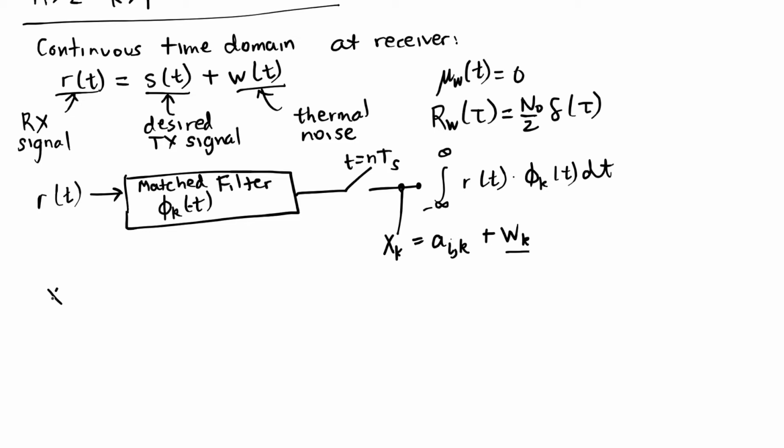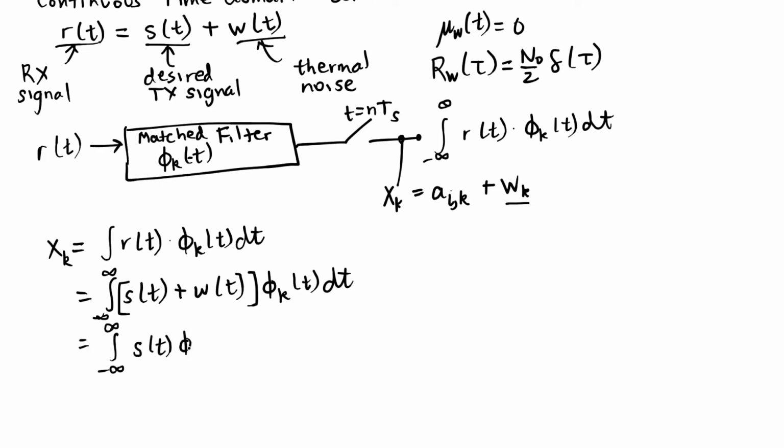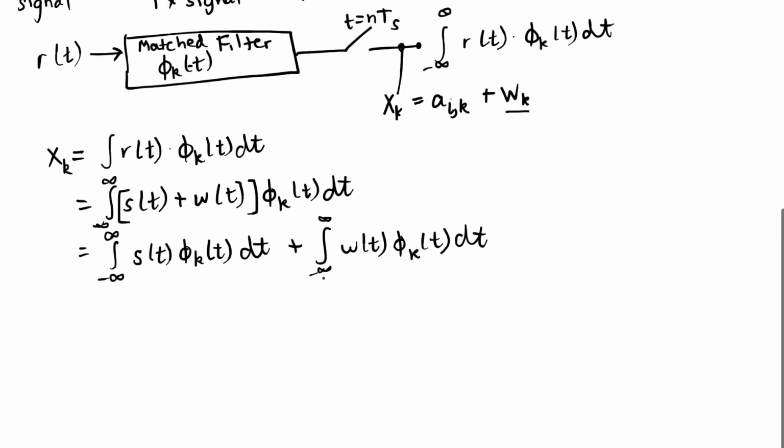Because x_k is this integral, I can plug in the model that r(t) is equal to s(t) plus w(t). And thus I'm going to have two integrals. This second integral is what I'm going to call w_k. We're going to study the statistics of what this is, because it's hard to talk about what exactly it is, since it has a random process in here, w(t), influencing the outcome of the integral.